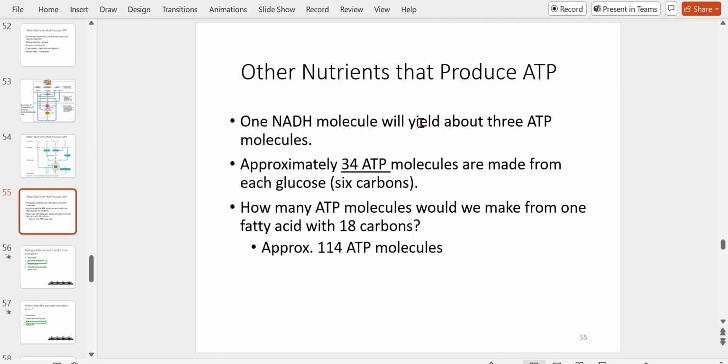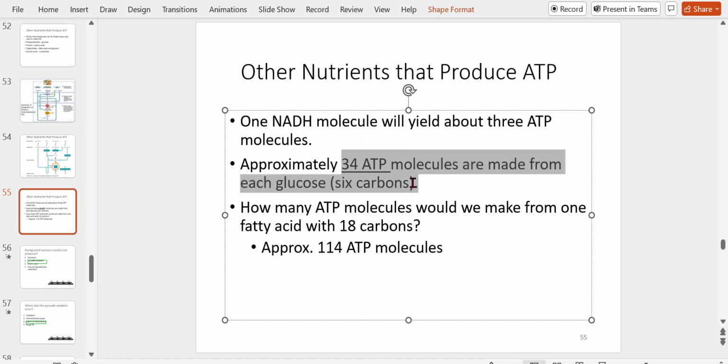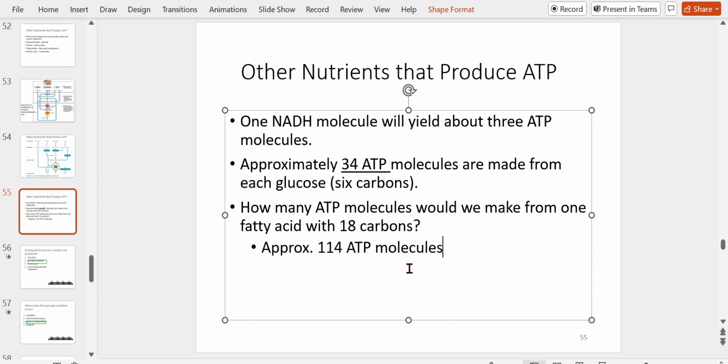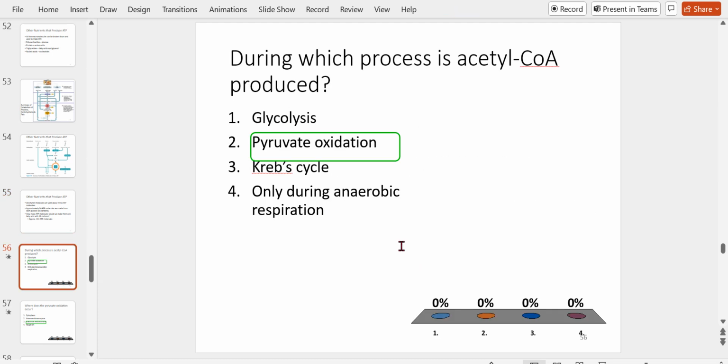One NADH molecule will yield about 3 ATP molecules ultimately, so approximately 34 ATP molecules are made from each glucose. How many ATP molecules would we make from one fatty acid with 18 carbons? 18 carbons times 3, generally around 114, 115 ATP molecules. 18 carbons divided by 3 is 6, away you go.